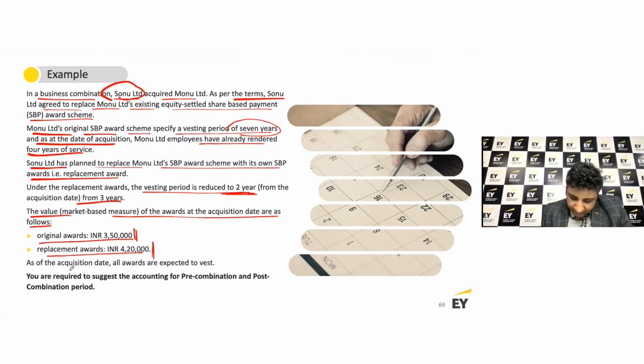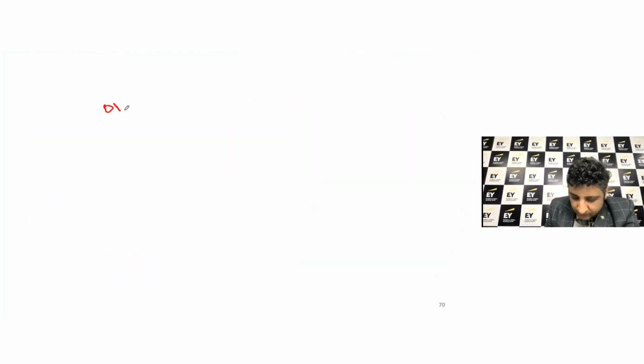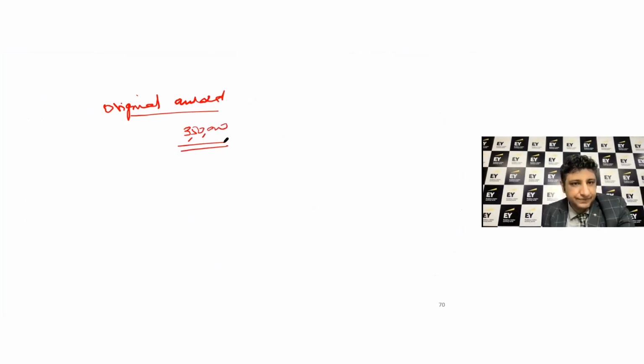For simplicity's sake, we assume that all awards are expected to vest. The question is, suggest the accounting for the pre-combination and post-combination period, right? So what do we do here? We are saying that the original award had a value of 3,50,000, right?